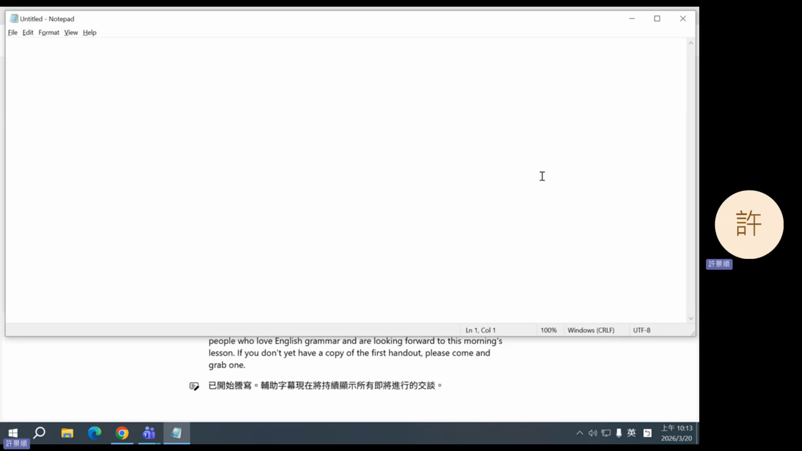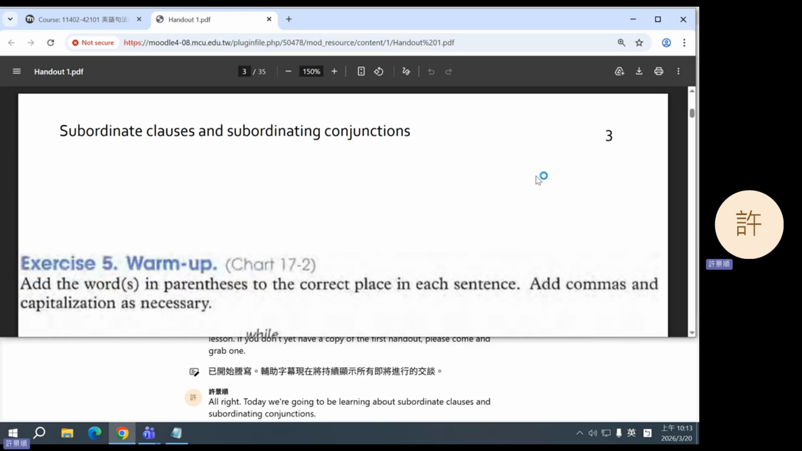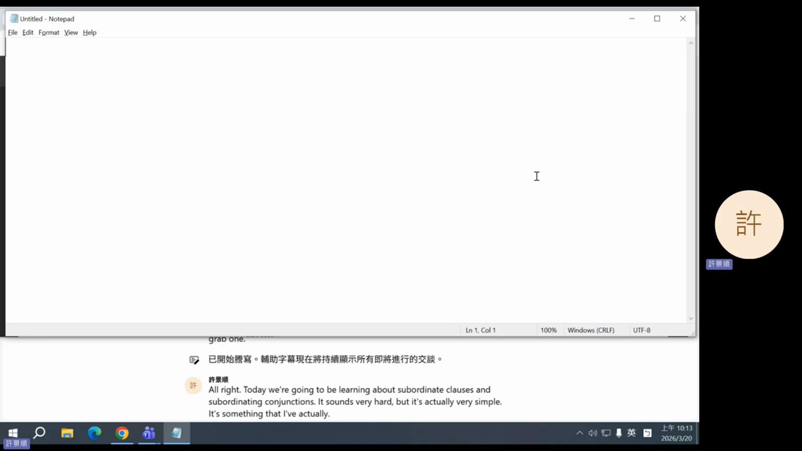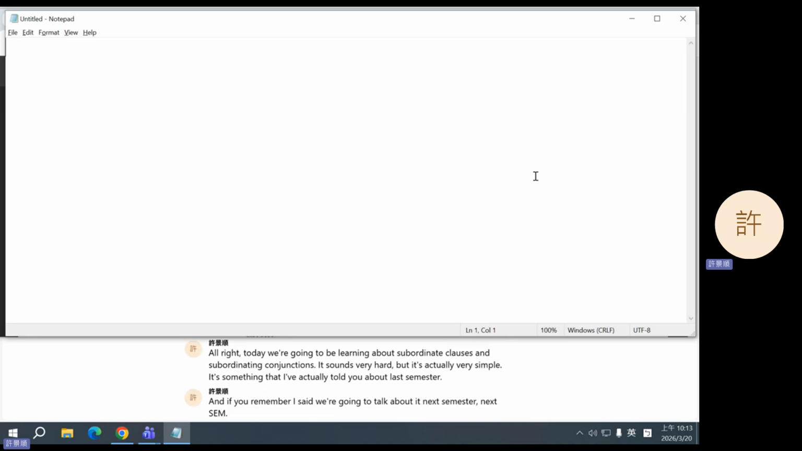All right, today we're going to be learning about subordinate clauses and subordinating conjunctions. It sounds very hard, but it's actually very simple. It's something that I've actually told you about last semester. And if you remember, I said we're going to talk about it next semester. Next semester is now. So we're going to talk about it.